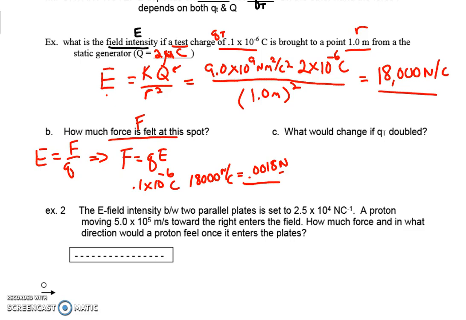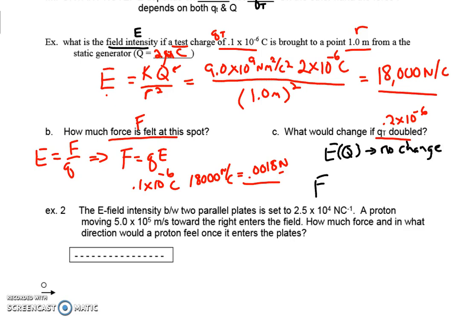Now, what would change if qt doubled? In other words, instead of bringing 0.1 times 10 to the negative 6 coulombs there, we brought in 0.2 times 10 to the negative 6. I don't want you to do the calculations all over again. I want you to understand this conceptually. So how would E change and how would F change? As abstract as this is, I'm hoping you're getting by now that E depends only on big Q. So there's going to be no change.